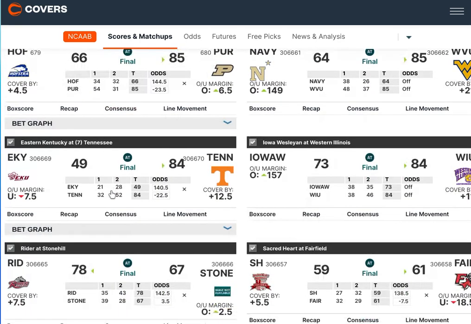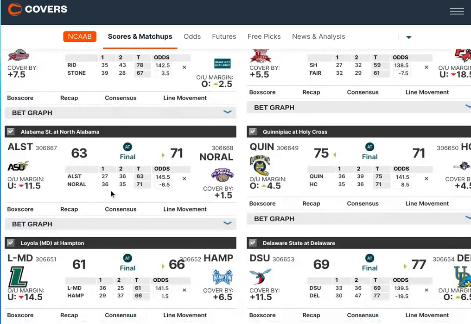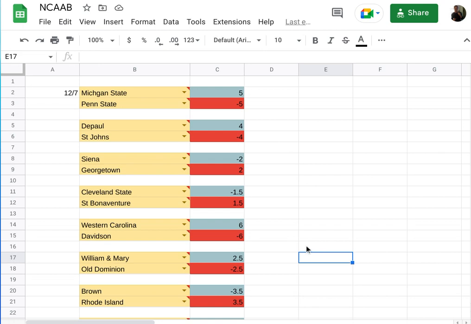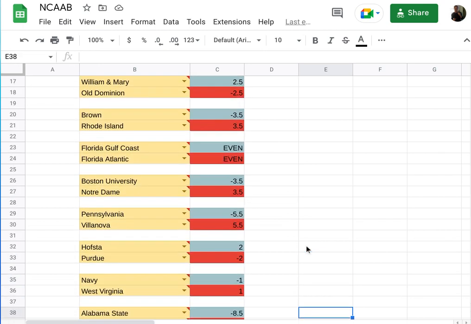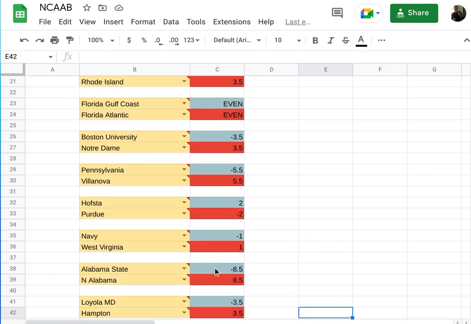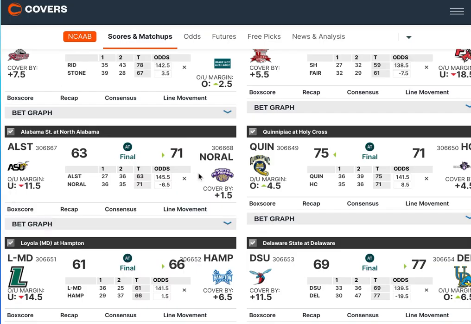All right, so since that was a good example, I'm going to scroll down here. Let's look at a bad example of playing an away team. All right, so we'll scroll down here, my power rankings, and Alabama State we had was -8.5, my line. All right, now, so the sportsbook line was plus 6.5 for Alabama State. Now, this is interesting.